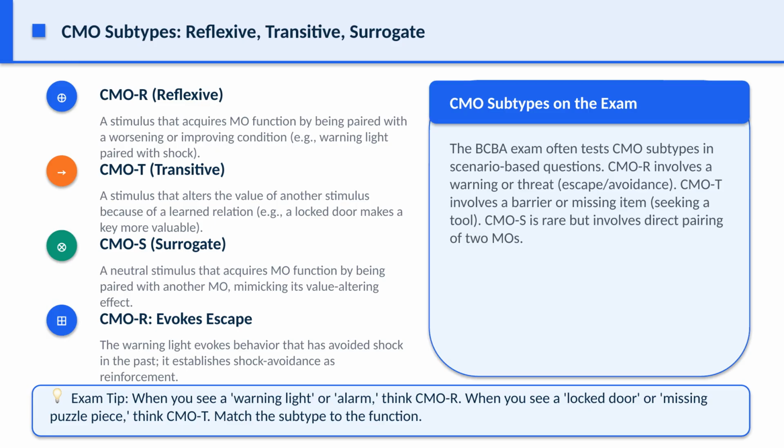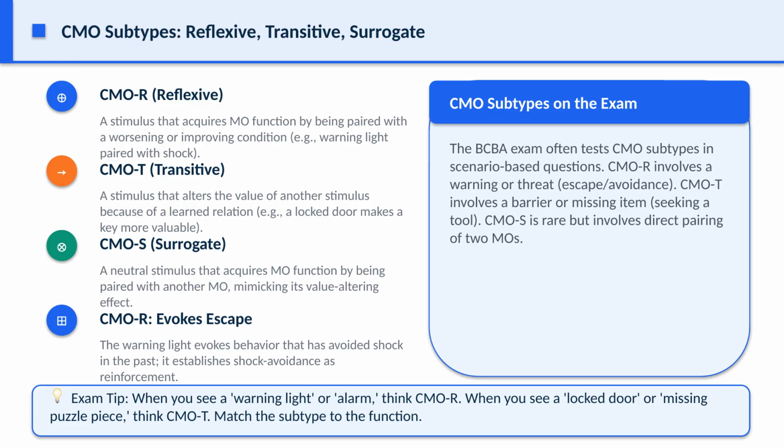Next, the CMOT, or transitive MO, alters the value of another stimulus due to a learned relation. A locked door makes a key more valuable, so it evokes seeking behavior to obtain that key. Finally, the CMOS, or surrogate MO, is a neutral stimulus that gains its function by being paired with another MO, essentially mimicking its value-altering effect without direct conditioning.